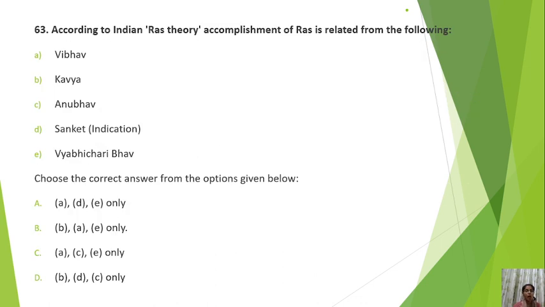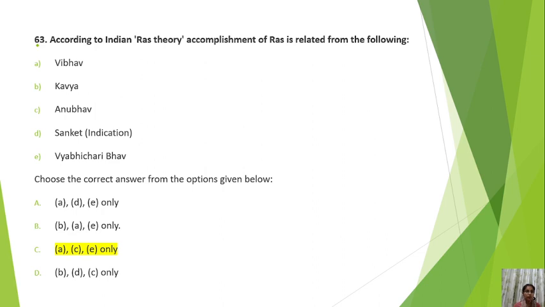Next question is, according to Indian Ras theory, accomplishment of Ras is related from the following: Vibhav, Kavya, Anubhav, Sanket or indication, and last Vyabhyachari Bhav. This Ras theory, who gave this theory, and what is Indian communication system, Indian knowledge system, 2 to 3 questions are being asked. So try to read little about this topic. Google this and then make 1 or 2 page notes. So the correct answer is Vibhav, Anubhav and Vyabhyachari Bhav.